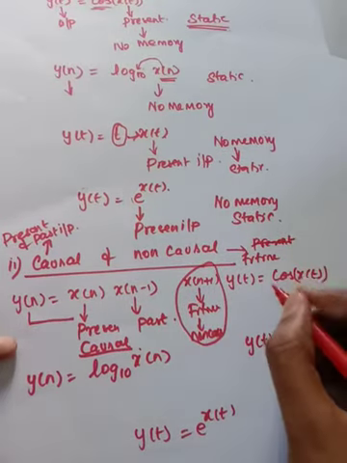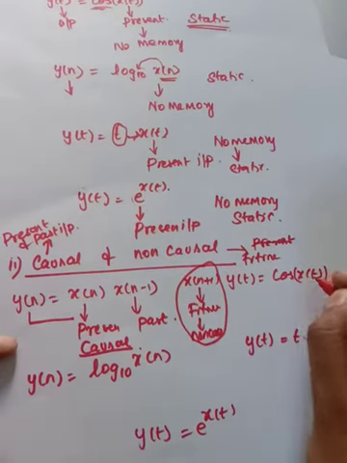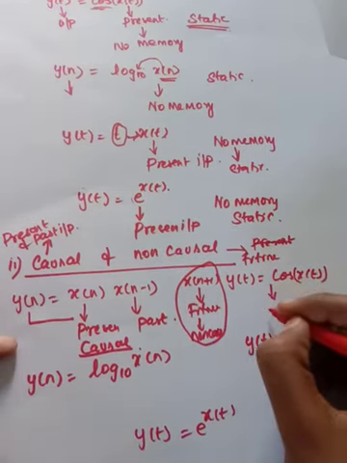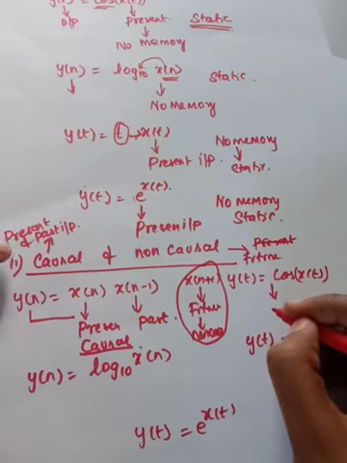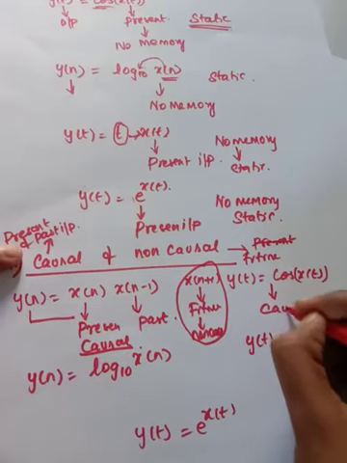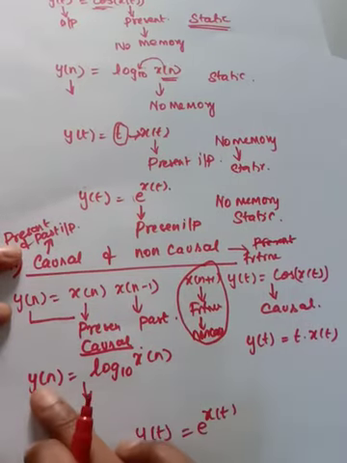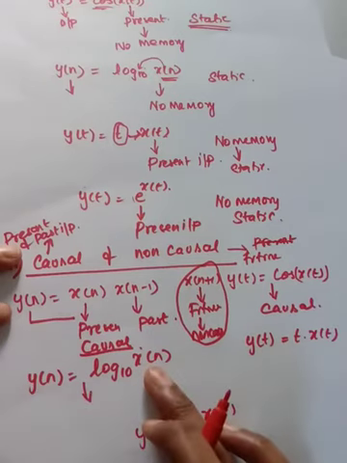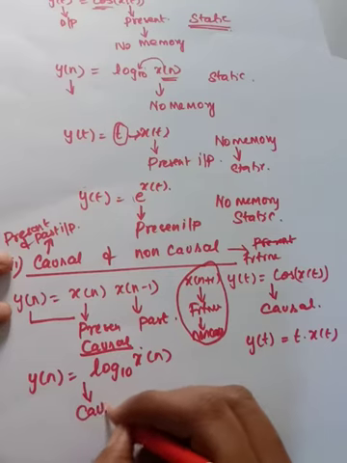Here consider y of t is equal to cos x of t. It only depends upon the present input, there is no past input, so it is said to be a causal system. Next one: here also the present output depends upon the present input, there is no past input, so it is said to be a causal system.